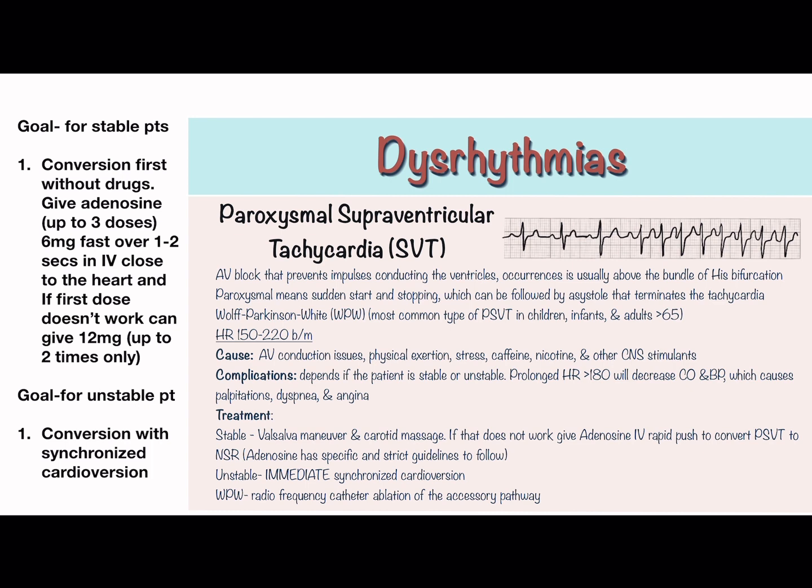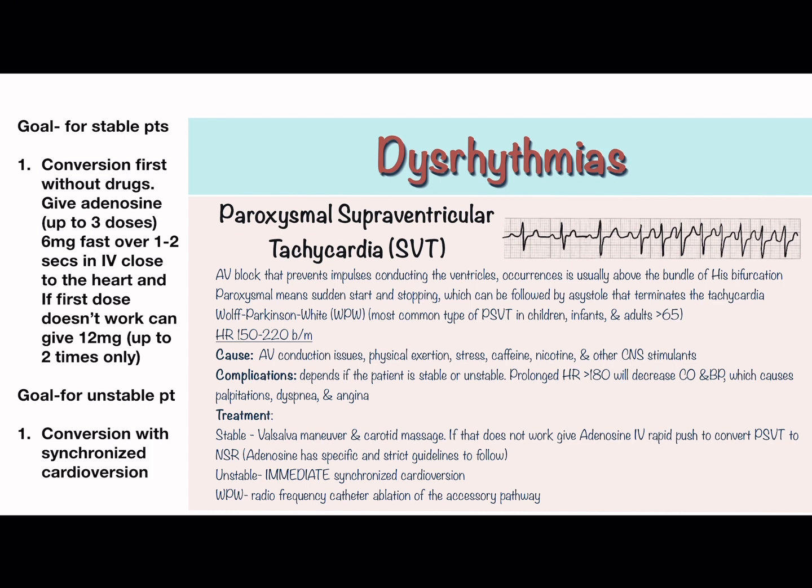And you can tell from the complexes that they're narrow because it's occurring above the ventricles. Things that are occurring in the ventricles are going to have that larger, wide QRS complex. This is narrow. So the QRS complex is going to be usually less than 0.12 seconds. People with Wolff-Parkinson-White syndrome are the most common people with PSVT, and usually adults greater than 65. The heart rate is very fast, as high as 220 beats a minute.